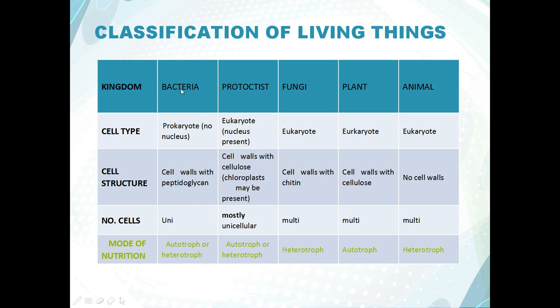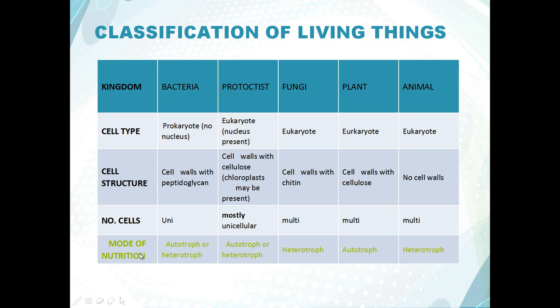So the bacteria kingdom, they are unicellular. Protoctists, most of the time they're unicellular, but for your course, I just say that all of them are unicellular just to avoid any confusion. The fungi, plant, and animal kingdom, in contrast, all of these organisms are multicellular, meaning they have many cells that make up the organism.